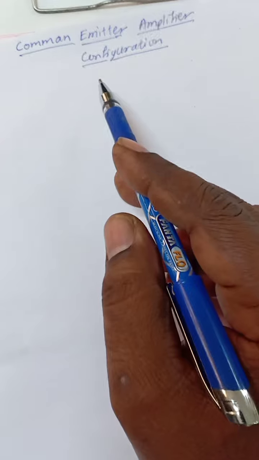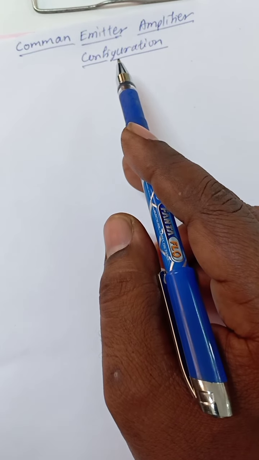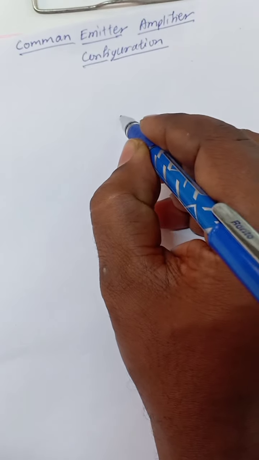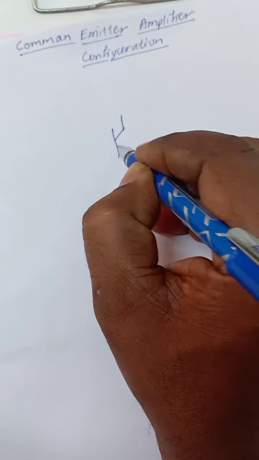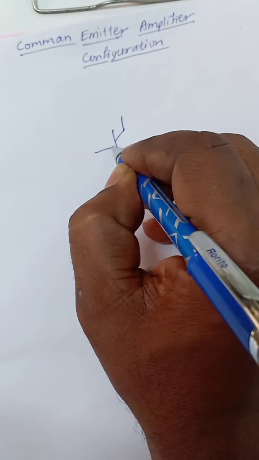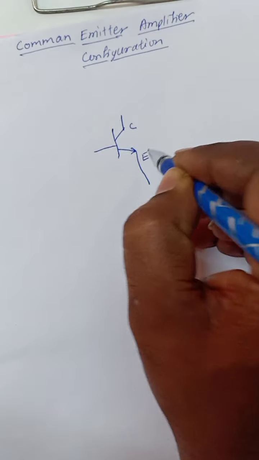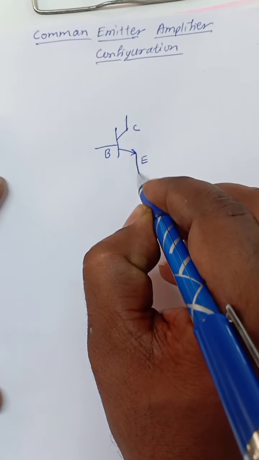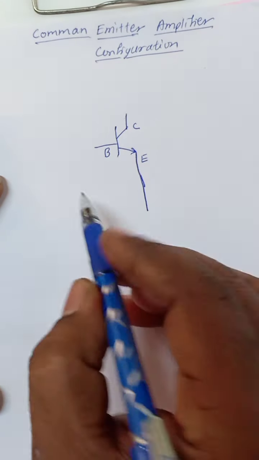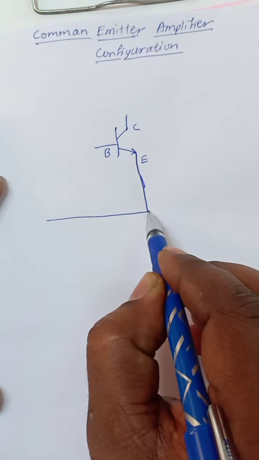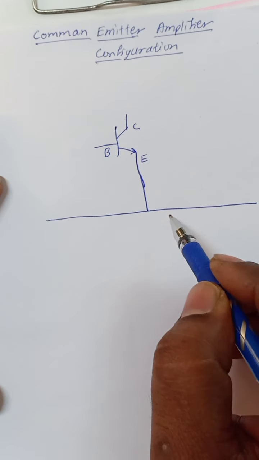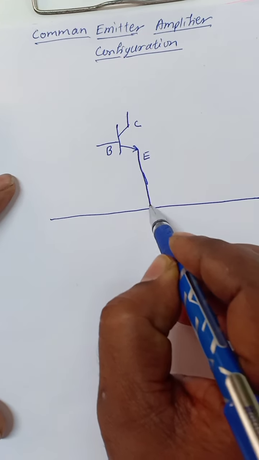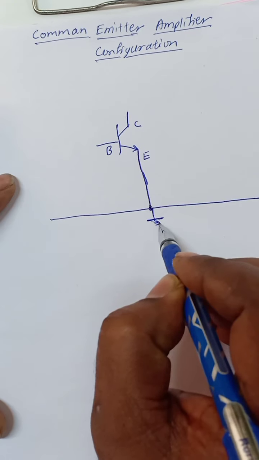Now we are going to see the common emitter configuration amplifier. This is the third configuration, where the emitter is common. Let us draw the diagram. Start with this NPN transistor: collector, emitter and base. Here the emitter is common now. In the first configuration base was common, in the second collector was common, and now the emitter is made common. We consider it connected to ground.